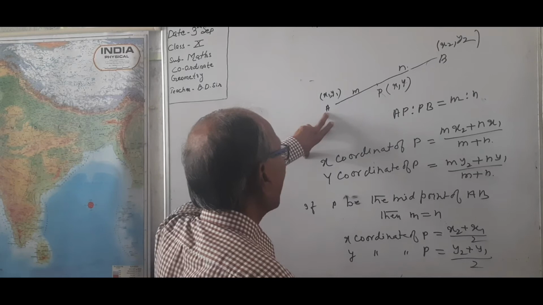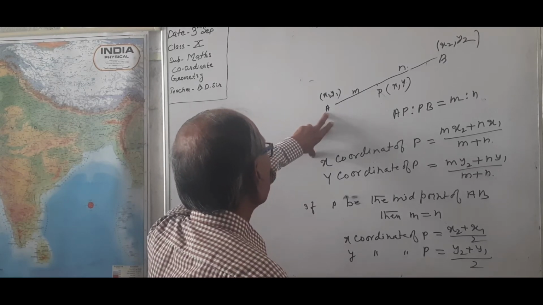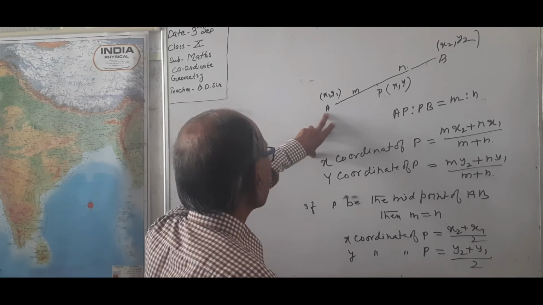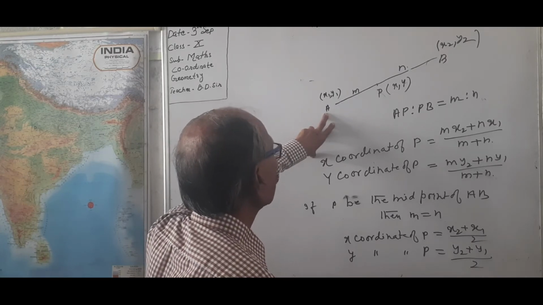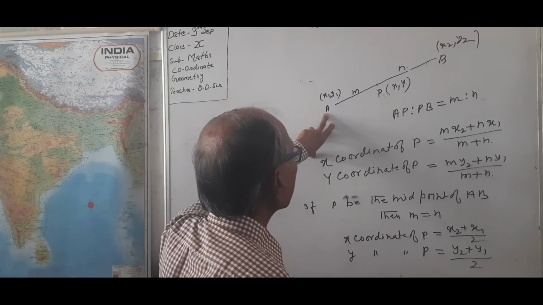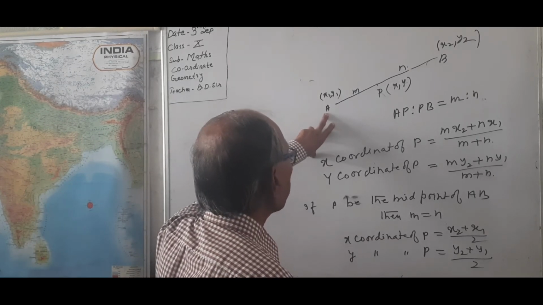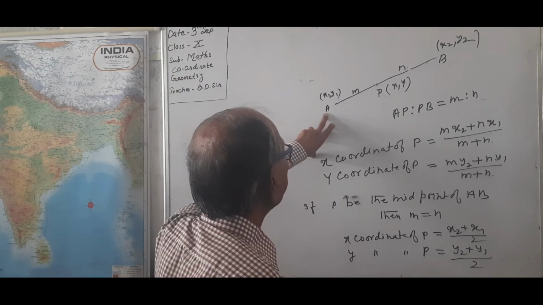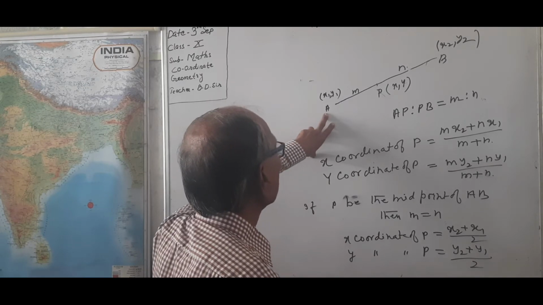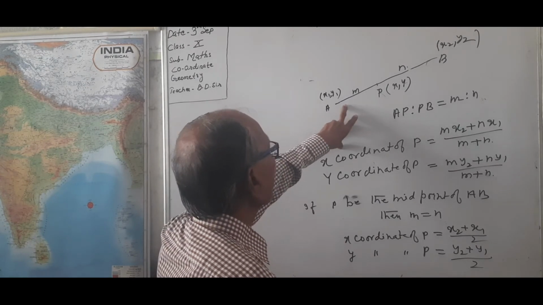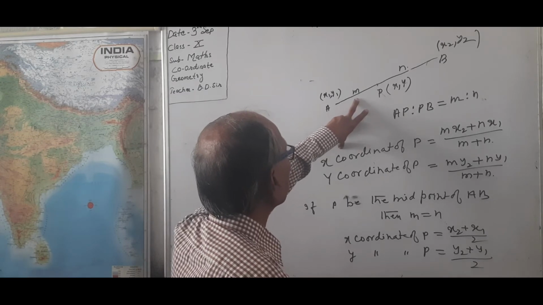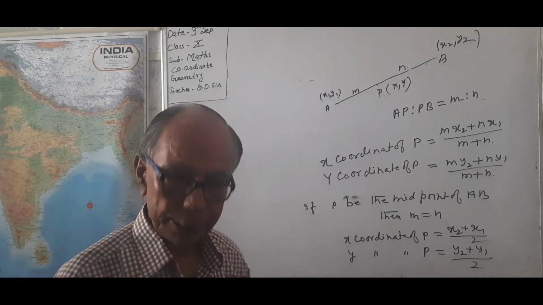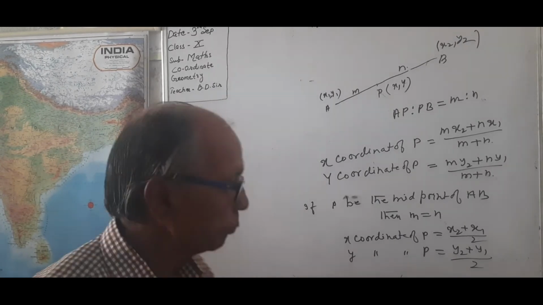AB is a line where the coordinate of A is (x1, y1) equal to (2, 3), and the coordinate of B is equal to (4, 5). P is a point in between AB which divides the line AB in the ratio 3:4. Then find the coordinate of P. I am writing the question also.